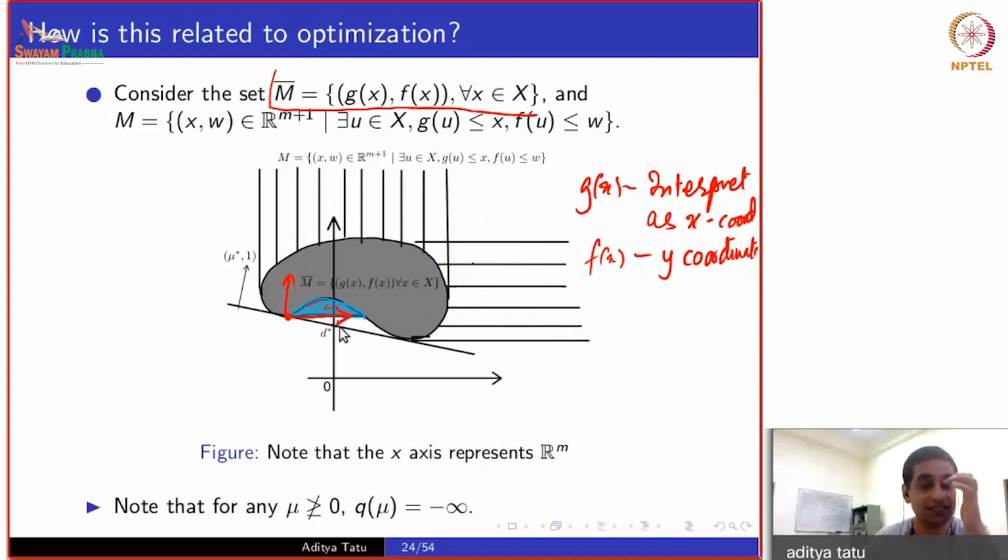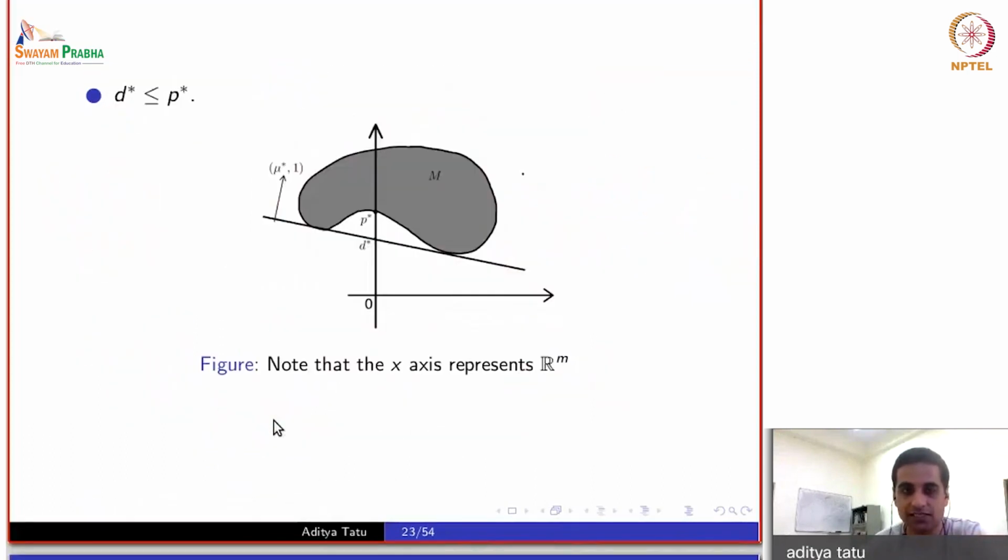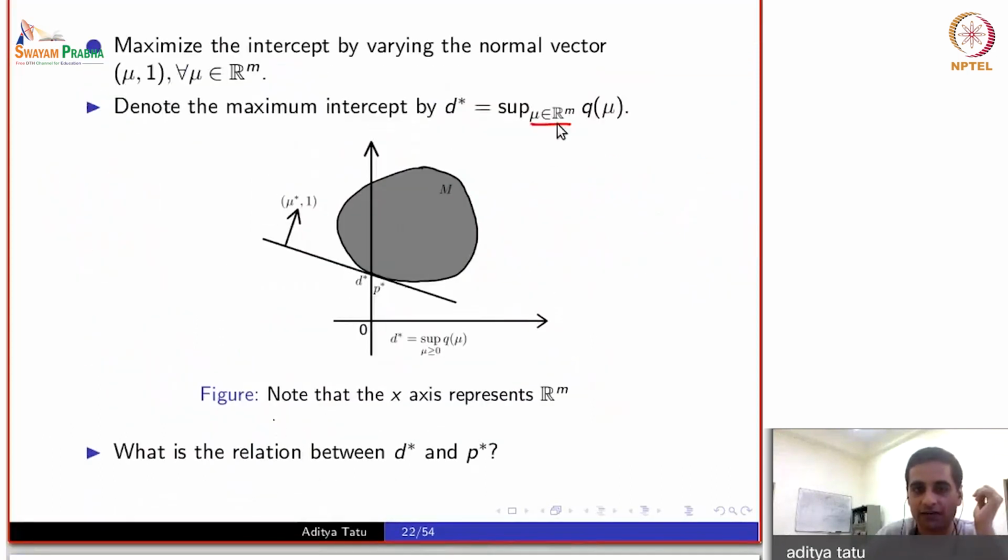Now again the same question. What is the P star for this set M and what is the D star for this set M? That is the question. First of all, let's look at D star. D star, I will just redefine it here. It is the supremum of q(mu) over all mu's, by the way. I can go back to that slide and show. As of now, I'm not putting any restriction on mu. Mu can be any number, any m-tuple.